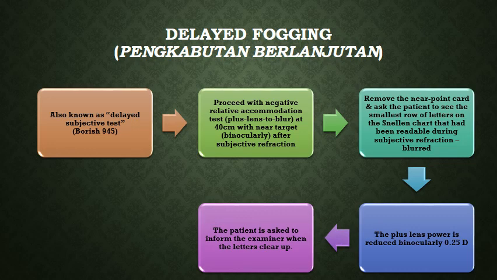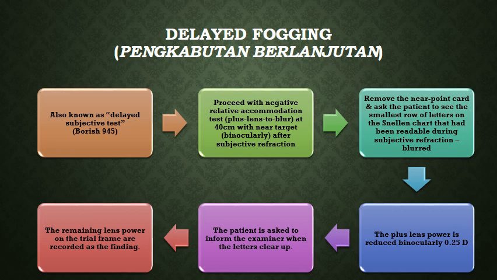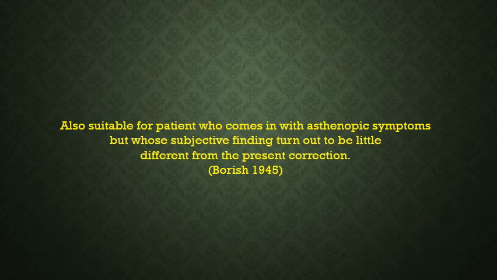Remember, the patient is asked to inform the examiner when the letters clear up, which is the smallest row of letters on the Snellen chart that had been readable during subjective refraction. Once the patient can read, you should stop reducing the plus lens immediately. So, the remaining lens power on the trial frame is recorded as the finding. This technique is also suitable for patients who come in with astigmatic symptoms but whose subjective finding turns out to be little different from the present correction.